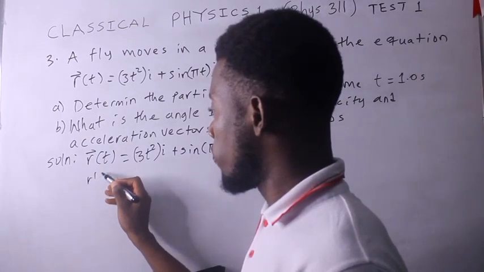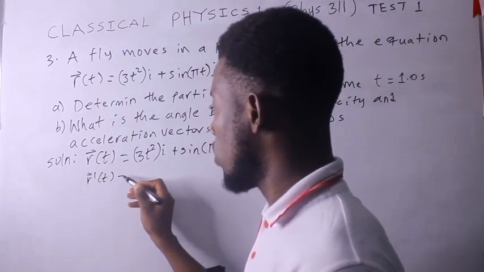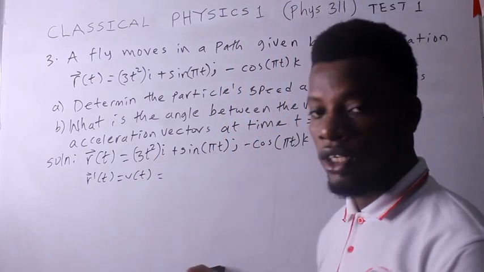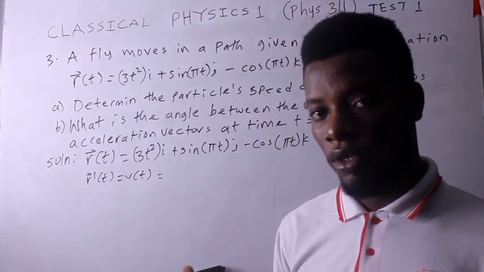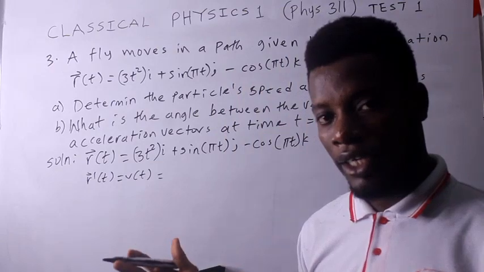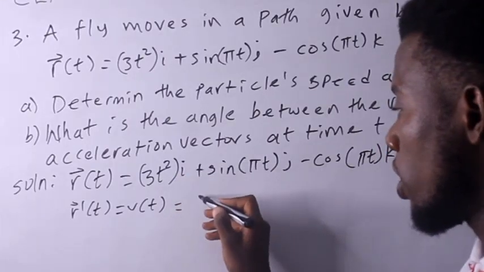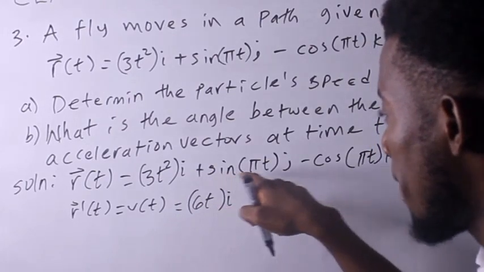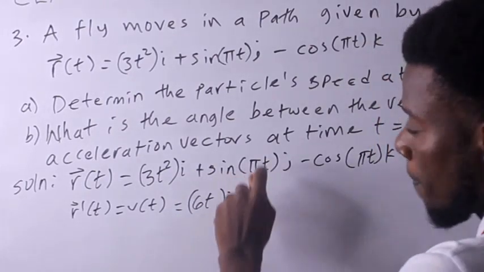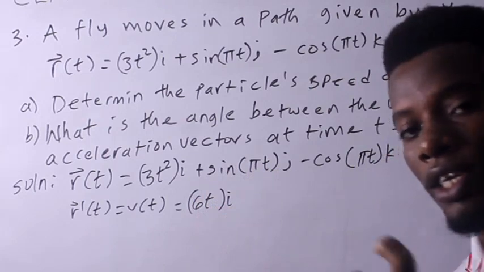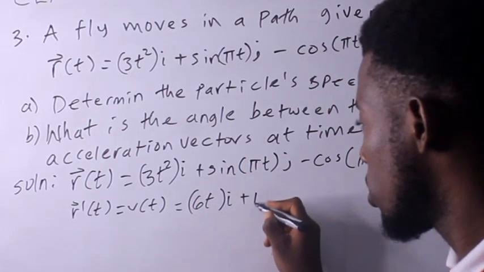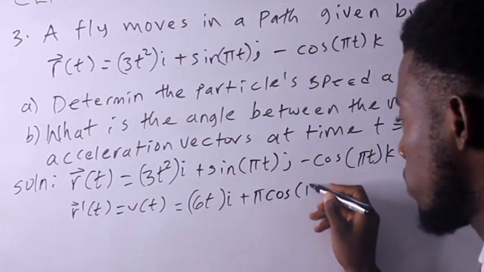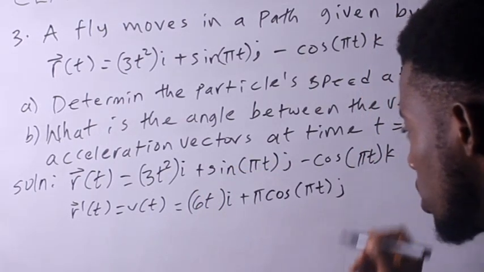So, r prime of t is the velocity of the particle, v of t. I will differentiate each of the components in each of the directions, i, j, and k. The derivative of 3t squared is 6t, and this is in the i direction. The derivative of sine pi t is pi, because I will differentiate pi t, so plus pi, and the derivative of sine is cosine of the same pi t in the j direction.